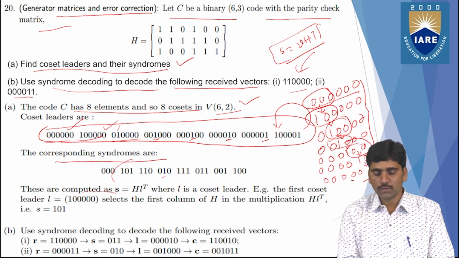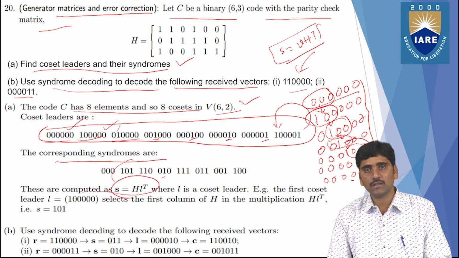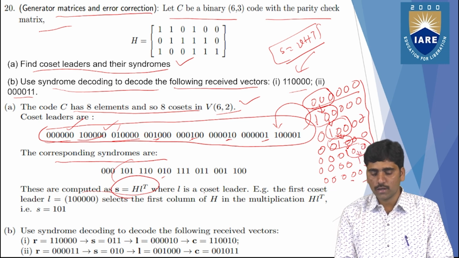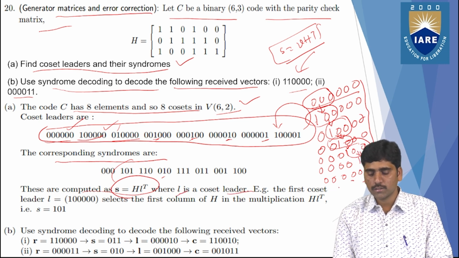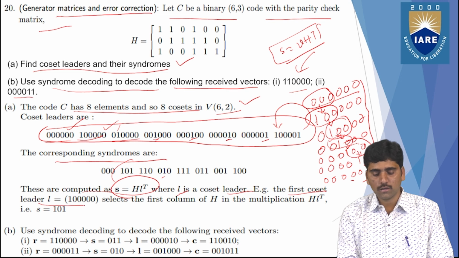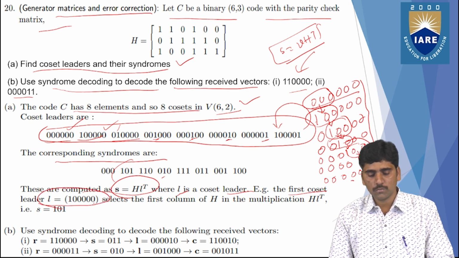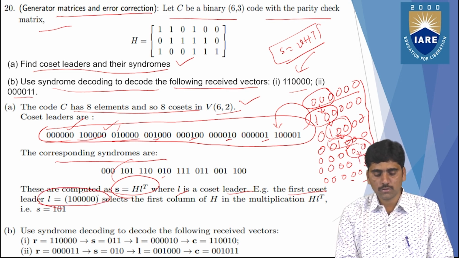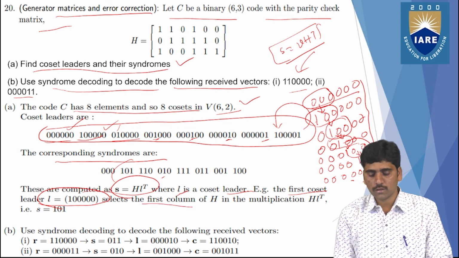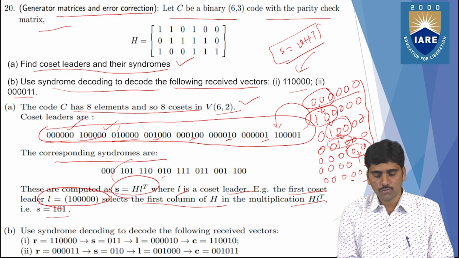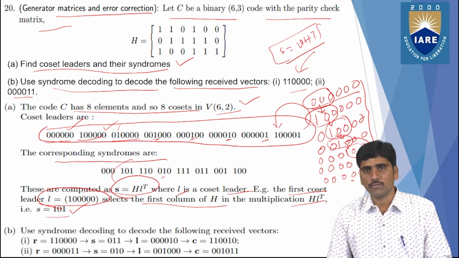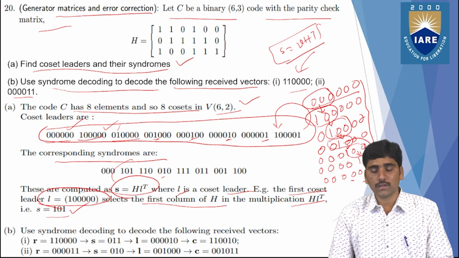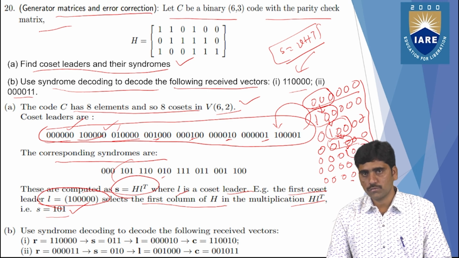These are computed as S equals H L transpose, where L is a coset leader. Example: the first coset leader is L equals 1000000. So select the first column of H in the multiplication. H L transpose is 101. From this we find the corresponding syndrome as S equals 101.